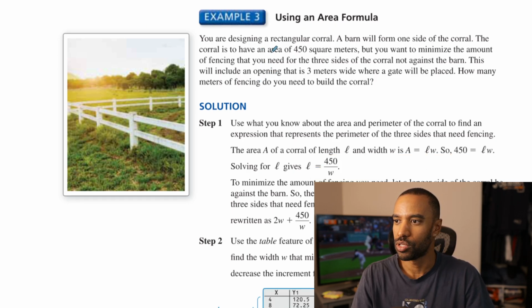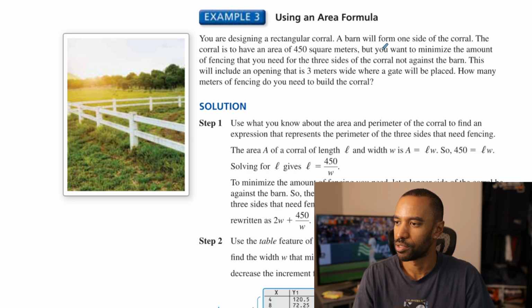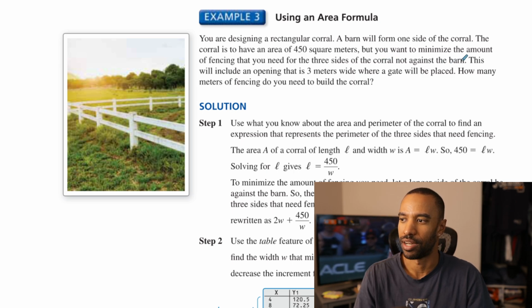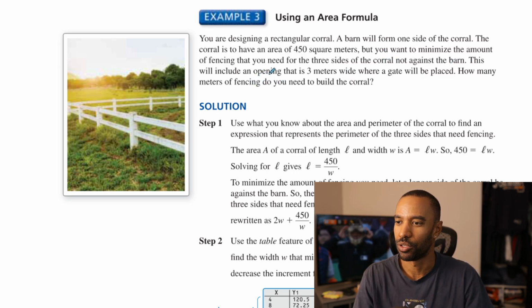All right, third example using an area formula. You're designing a rectangular corral. A barn will form one side of the corral. The corral is to have an area of 450 square meters. But you want to minimize the amount of fencing you need for the 3 sides of the corral, not against the barn. This will include an opening that is 3 meters wide where a gate will be placed.